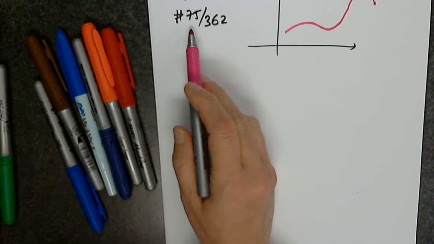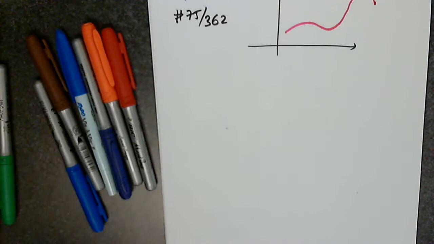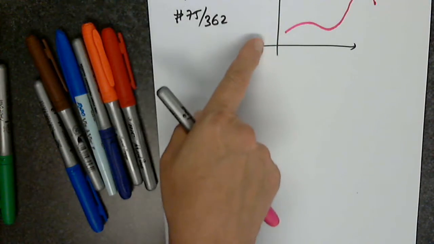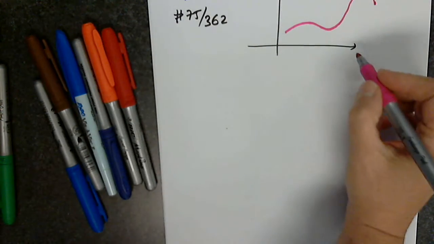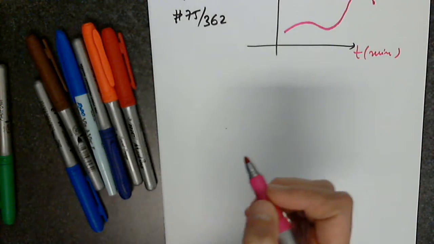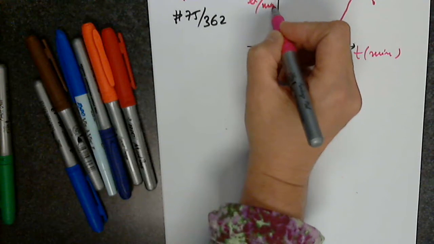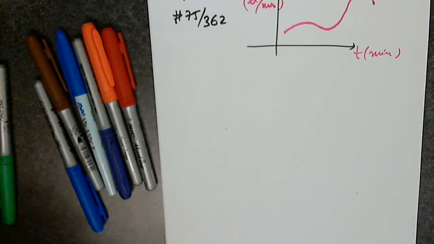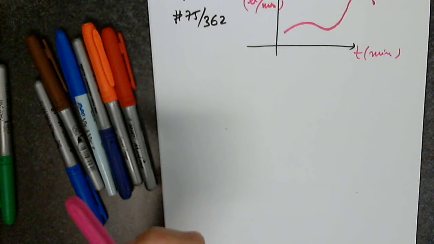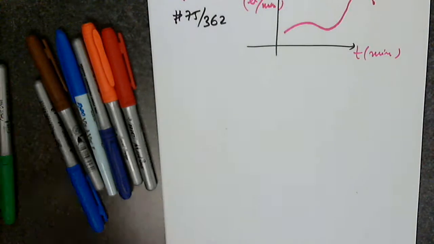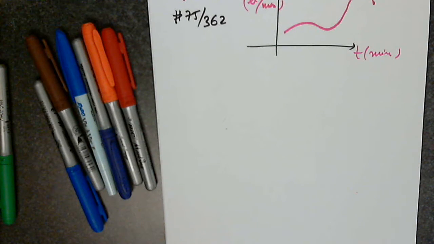Okay, on problem 75. During a diagnostic evaluation, a 33-year-old woman experienced a panic attack. This is time in minutes, and this is her heart rate in beats per minute. As you can see, she experienced a panic attack right here, a few minutes after she had been asked to relax her whole body. The graph shows the rapid increase in heart rate during the panic attack.